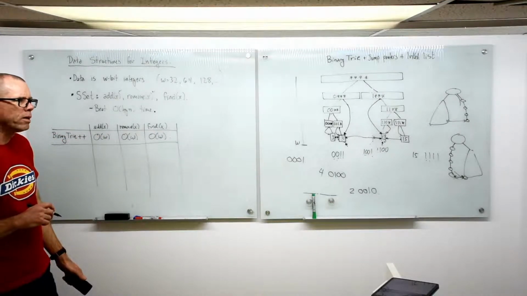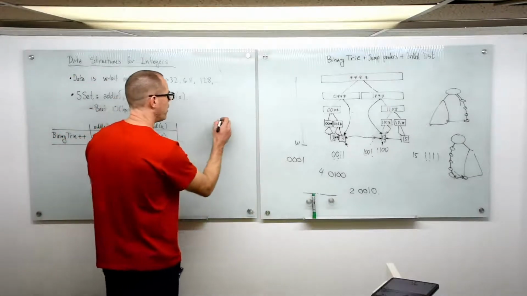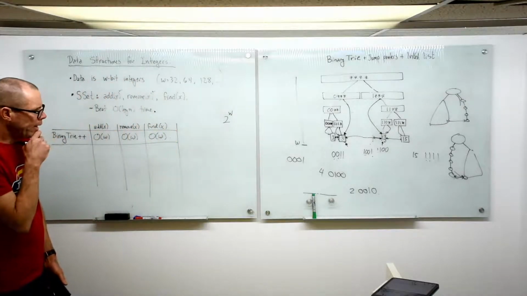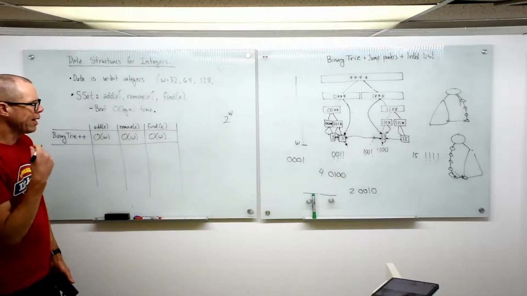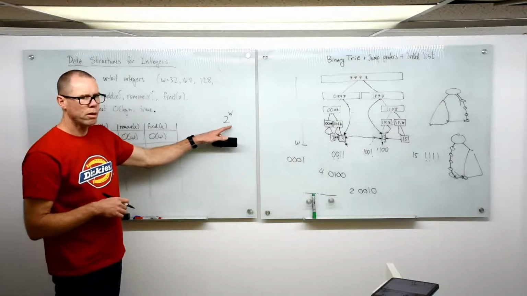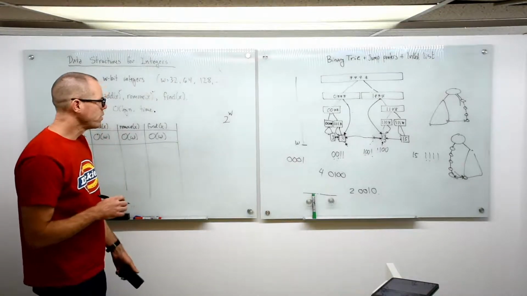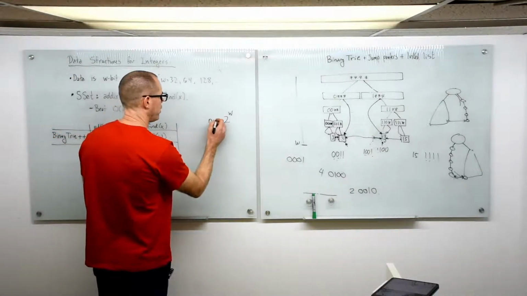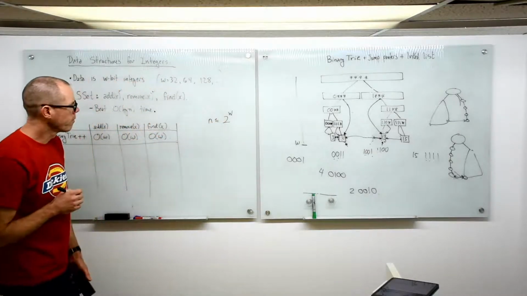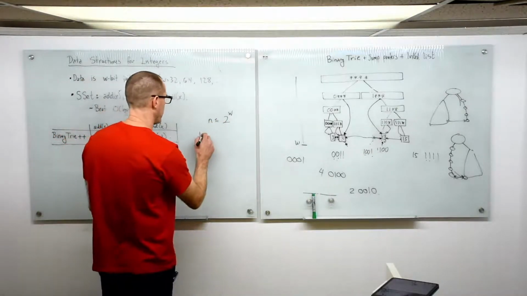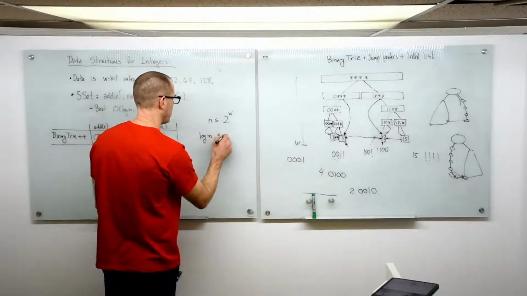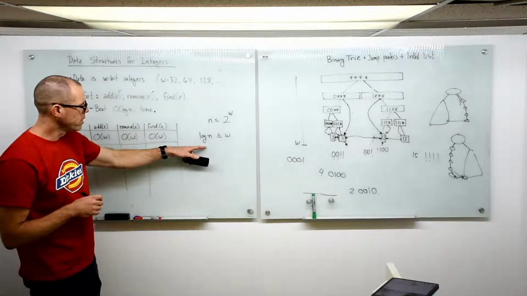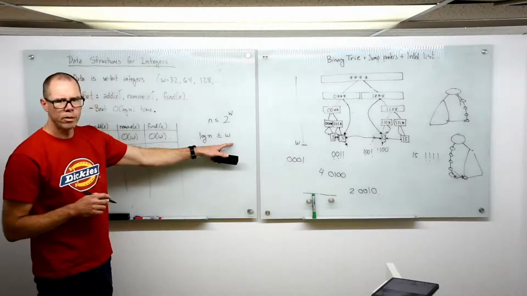So, wait a minute. How many W-bit integers are there? There's only 2 to the W of them. So the number of distinct W-bit integers is only 2 to the W. So that means the size of our set can't be more than 2 to the W. If I take the logs on both sides, that means the log of n, the log of the size of our set, is less than or equal to W.